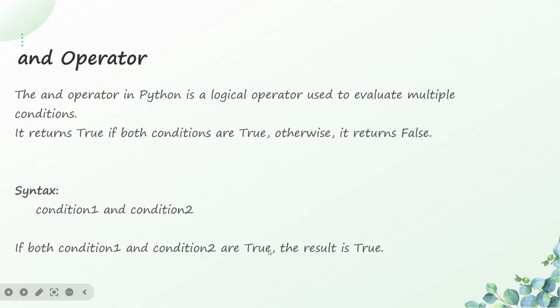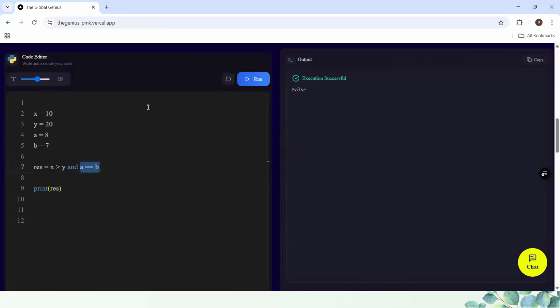Okay, if both of them are true, the result will be true. But we are getting false here because both of them are not true. None of them is even true, because X is not greater than Y, right? And A is not equal to B. So none of them is even true. So that's why it's returning false.